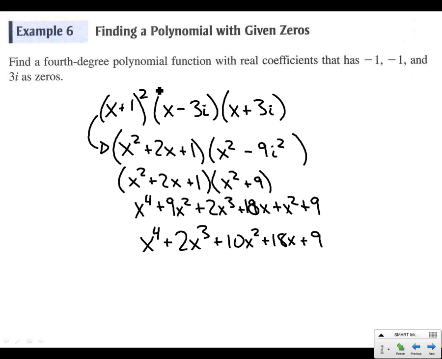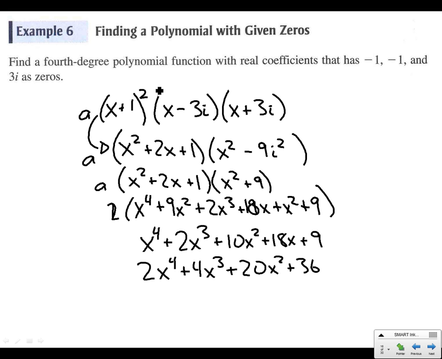Notice it didn't tell us if we had anything constant out in front of our whole factor. So we just decided that that a should be 1 times the whole thing, which gets our answer. If we had decided that we wanted to put a number out there, such as 2, then we could have an answer 2x to the 4th plus 4x cubed plus 20x squared plus 36x plus 18. So lots of possible answers based on what that a out in front is going to be. All right, so go ahead and give this a shot on your own.